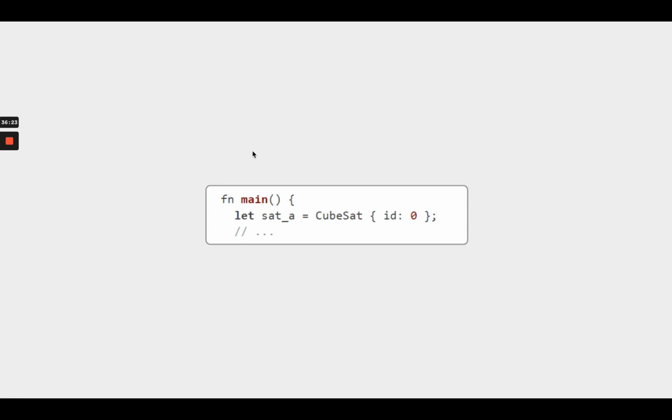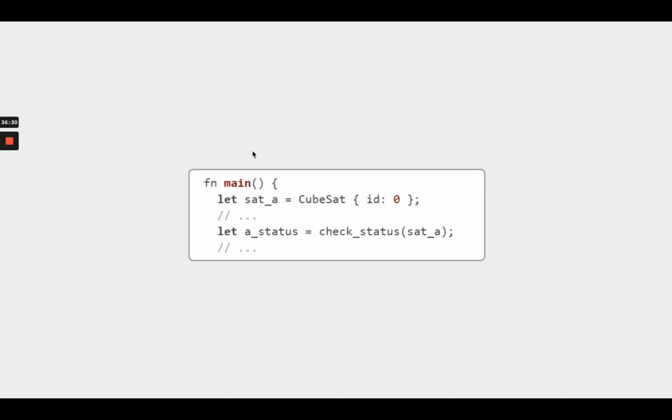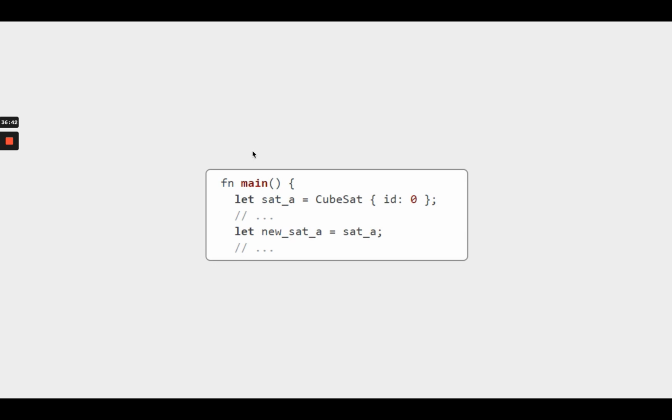Footnote 2. Within the Rust community, the term variable binding is preferred because it's more technically correct. The CubeSat object is then passed into check_status as an argument. This moves ownership to the local variable sat_id. Another possibility is that sat_a relinquishes its ownership to another variable within main. That would look something like this.